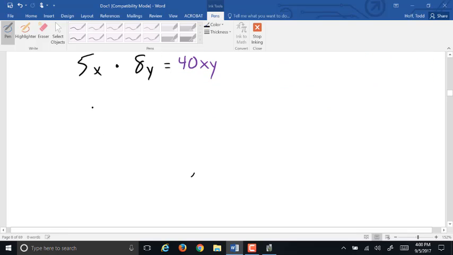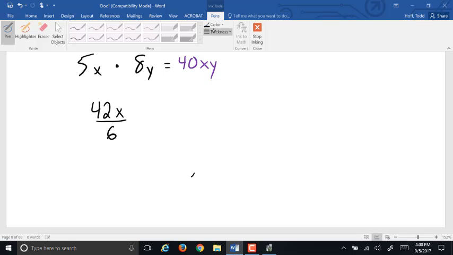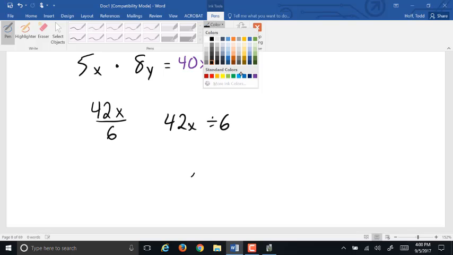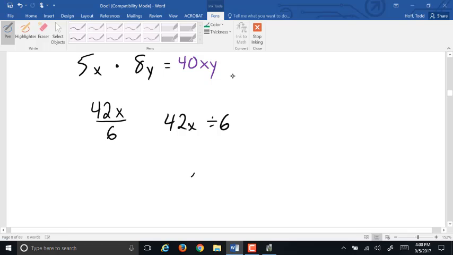To divide, 42x divided by 6. Now I could write that out as this too. 42x divided by 6 means the same thing. When I divide, I do not need the same name. So it doesn't matter that it's 42x and then it's just 6 or 6 ones. I'm going to combine the counts. What is 42 divided by 6? 7. There's nothing to divide the x, so that's still an x.